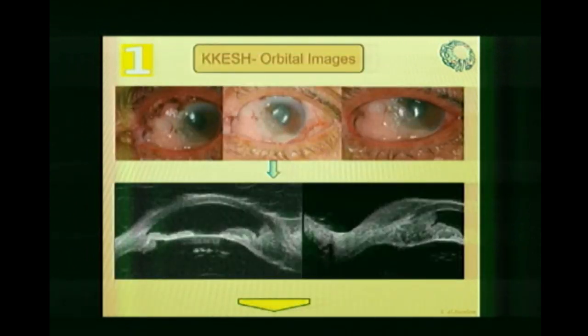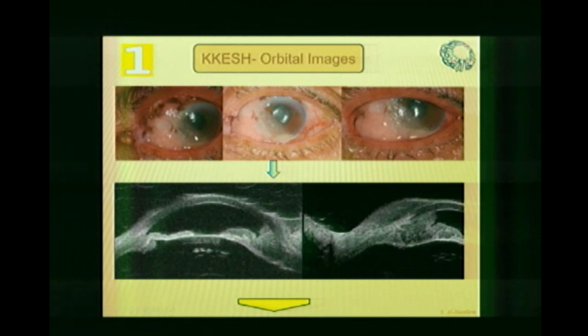This is an example of orbital images for three cases which were done here in KKESH. This is the first one who had a very large diffuse tumor involving the caruncle, as you can see, with a few pigmentations. And when we look into the patient's UBM, it's obvious that there is an infiltration into the anterior chamber.